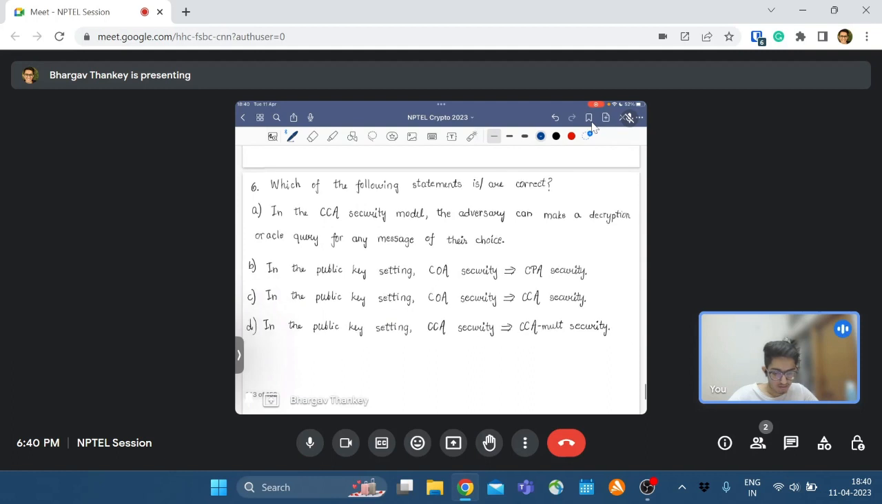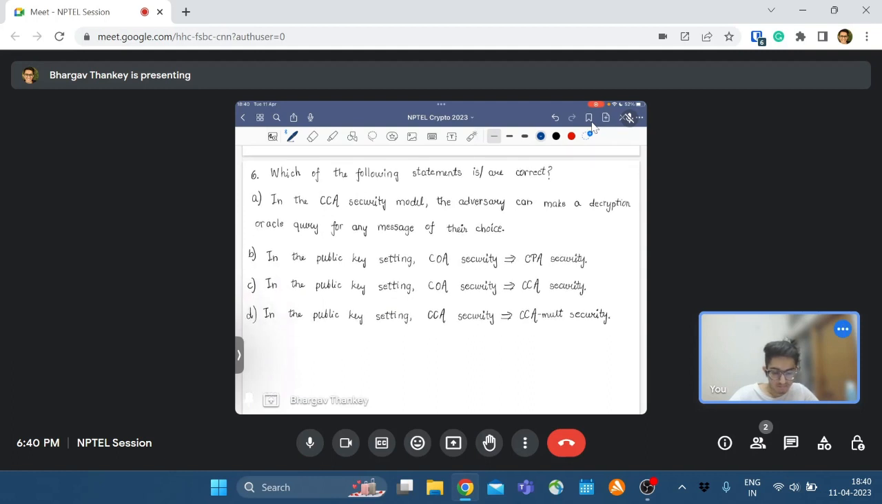Now let's look at the sixth problem. Sixth problem is as follows. Which of the following statements is or are correct? Option A is in the CCA security model, the adversary can make a decryption oracle query for any message of their choice. Option B is in the public key setting, COA security implies CPA security.